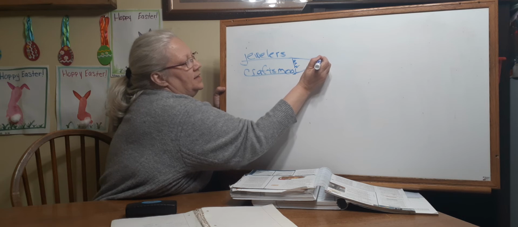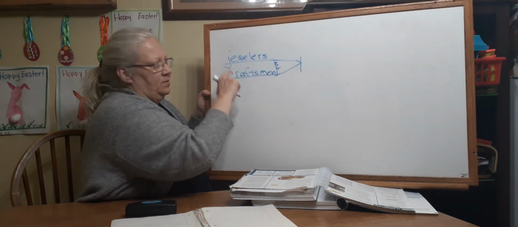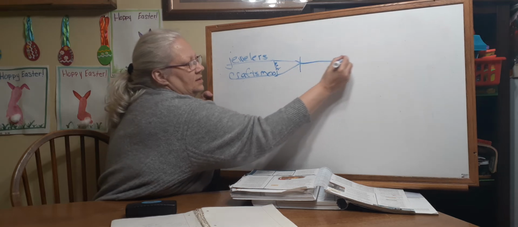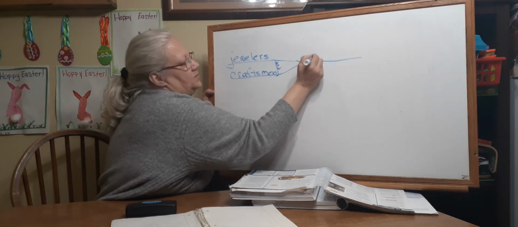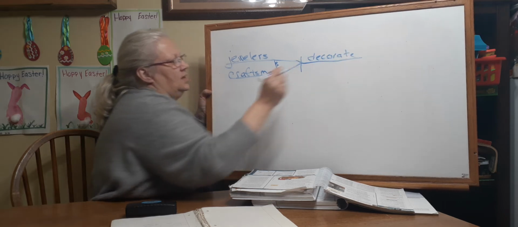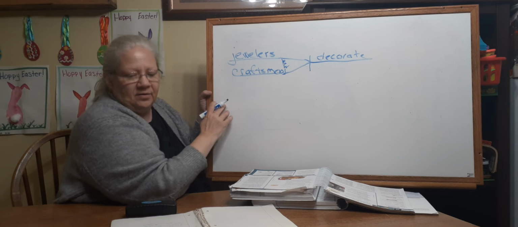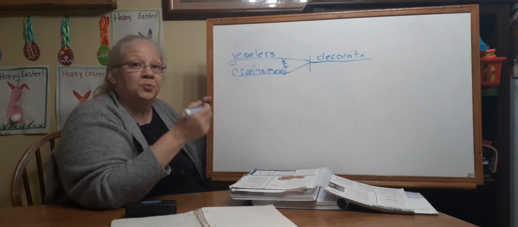And then this is my dividing line between my subject and my verb, or my predicate, okay? And then this would be decorate. All right? So that is with a compound.